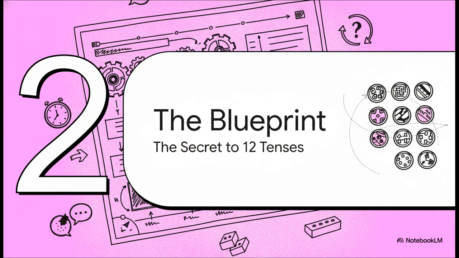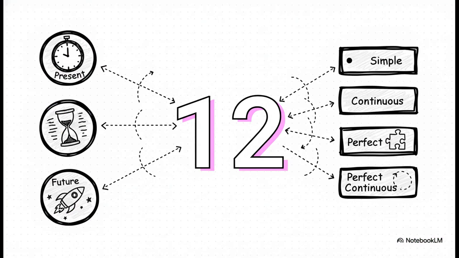All right, now this is where it gets really, really cool. I want you to forget about memorizing 12 separate random rules. What if I told you there's a simple, logical blueprint that perfectly creates all 12 tenses every single time? That number, 12, it isn't just pulled out of thin air. It actually comes from some super simple math. We take our three main times, present, past, and future, and we combine each of them with 4 different aspects or states of an action. 3 times 4 gives us, you guessed it, 12.